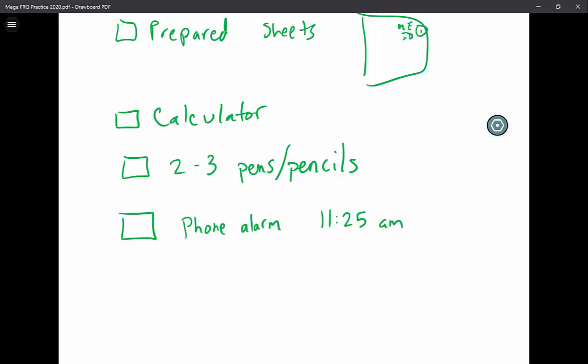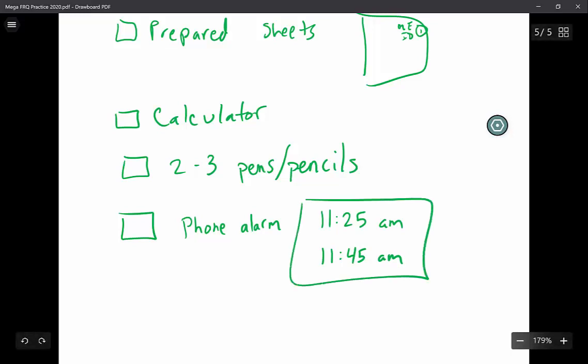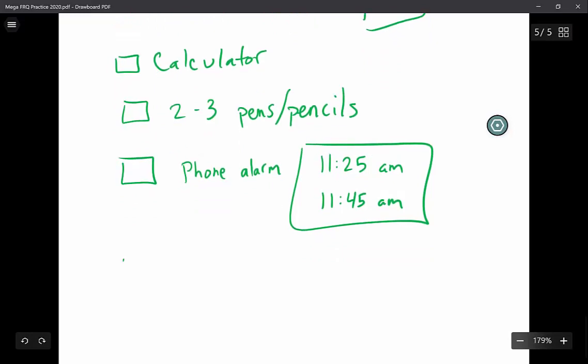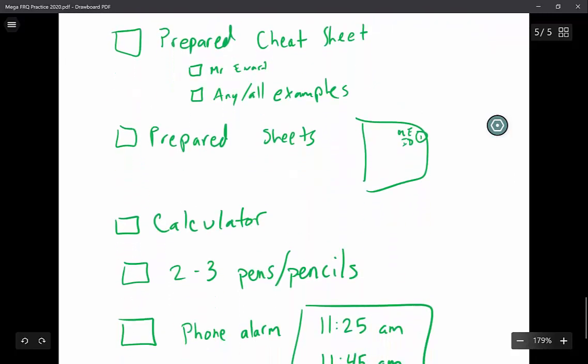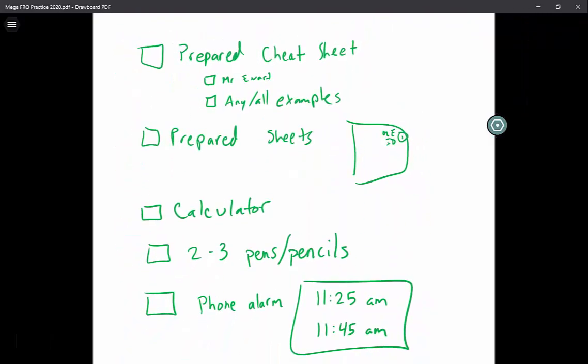And the second one, for exam two, the questions should start around 11:30, right? So 15 minutes into that should be around 11:45 a.m. So you're going to set two phone alarms for tomorrow. When that goes off, look at the screen, see how much time you have, and start thinking about uploading. And then everything else is whatever else they've told you, right? But these are the things that they may not have said on some of the checklists.